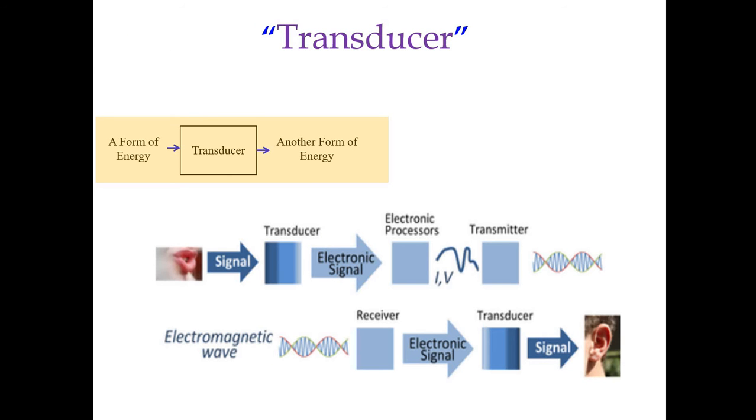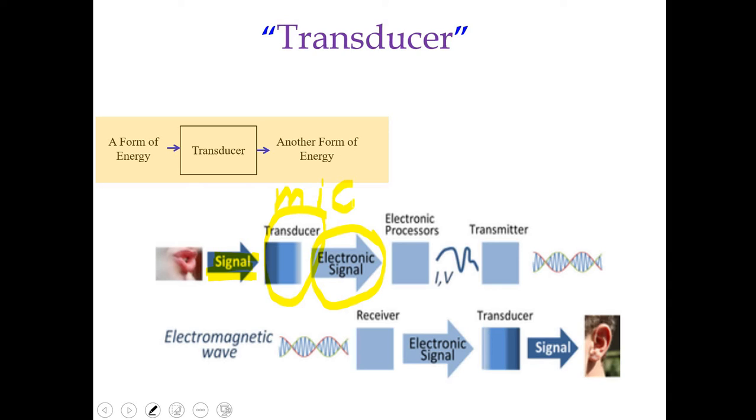First, let's start with a transducer. A transducer will convert a form of energy into another form of energy. There are no specific forms of energies. For example, let's take a cell phone. When you talk using your cell phone, there is a transducer converting your voice signal into an electronic or electric signal. This transducer is the microphone.